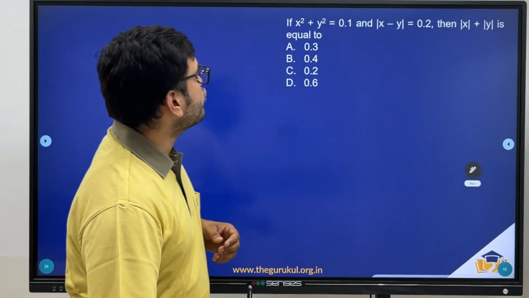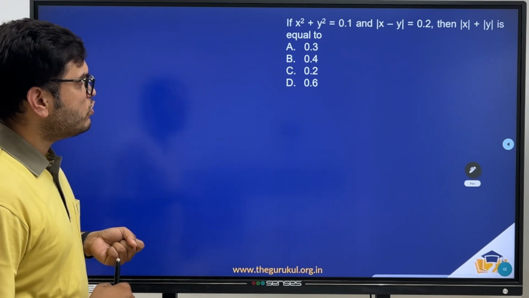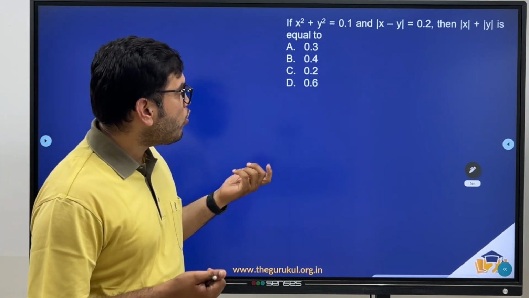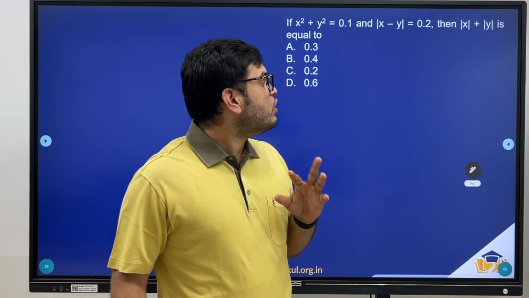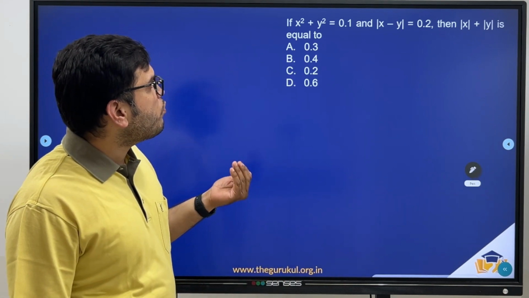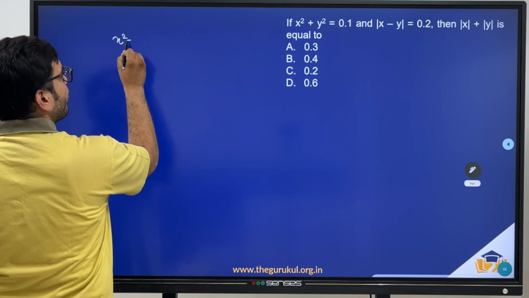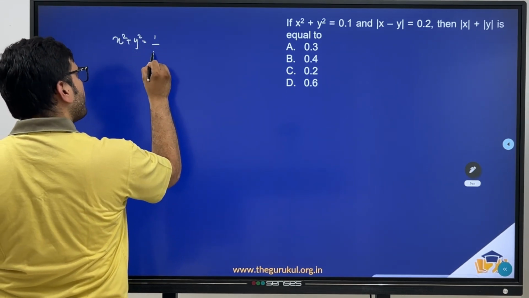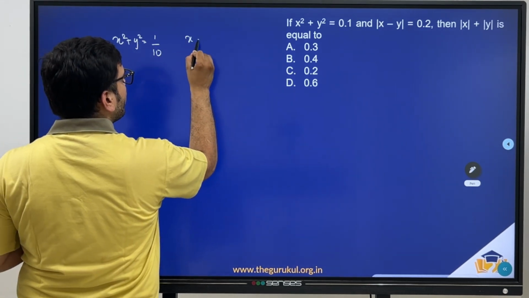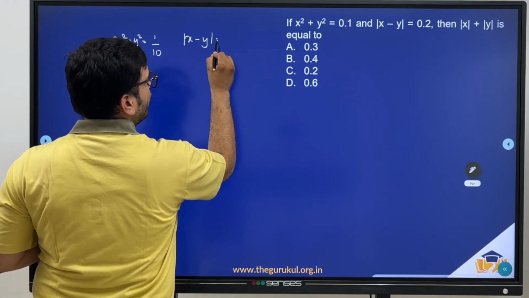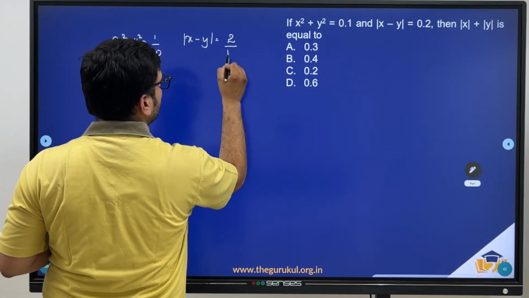Now coming to the next question. x square plus y square is equal to 0.1 and mod of x minus y is equal to 0.2. Then mod x plus mod y is equal to, right? So we have x square plus y square. Let me write this as 1 by 10. Mod x minus y is equal to 2 by 10, right?